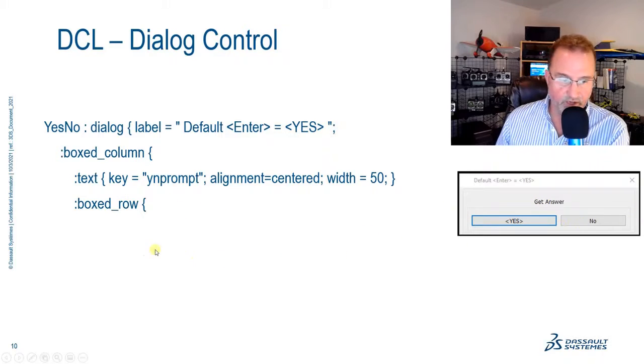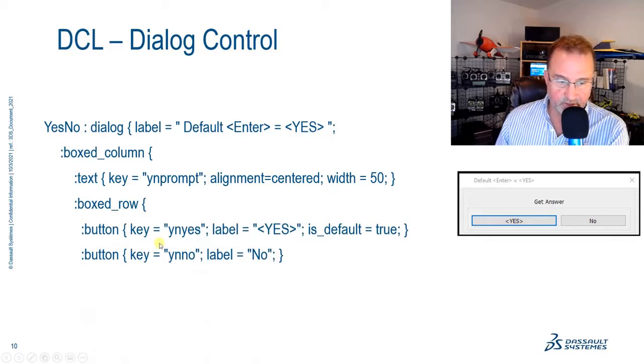So you see that box around there. And then I have two buttons. The first button, the key is going to be yes_no_yes, and the second one will be yes_no_no. And then I just provide the labels. And then here's my closer. My is_default equals true, so that I've assigned that default to that button.